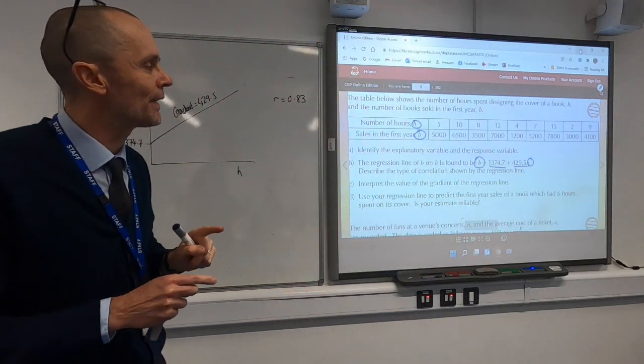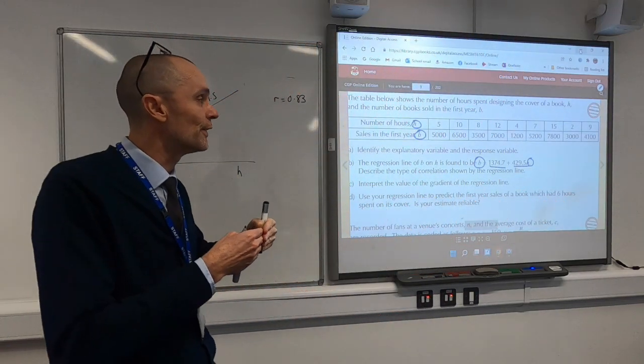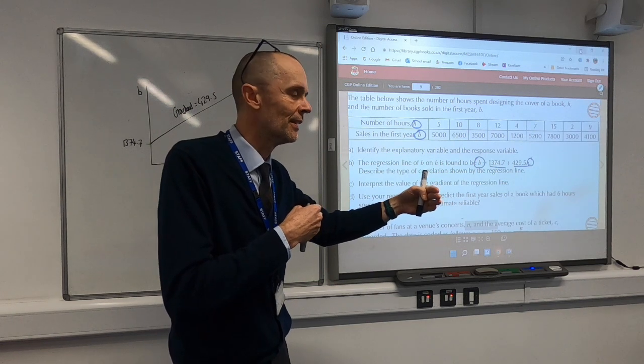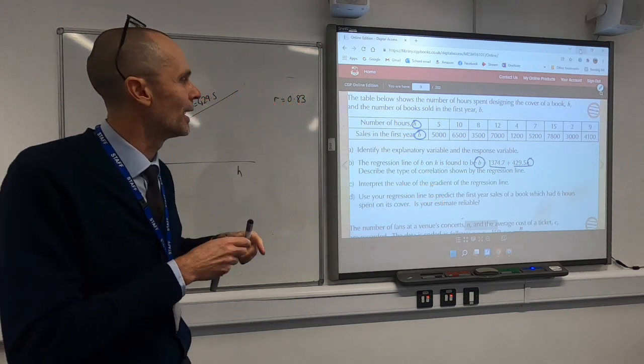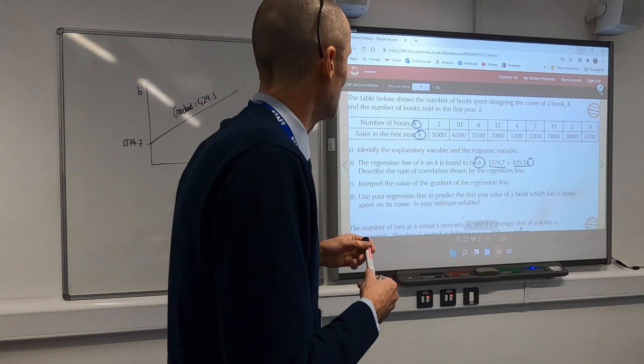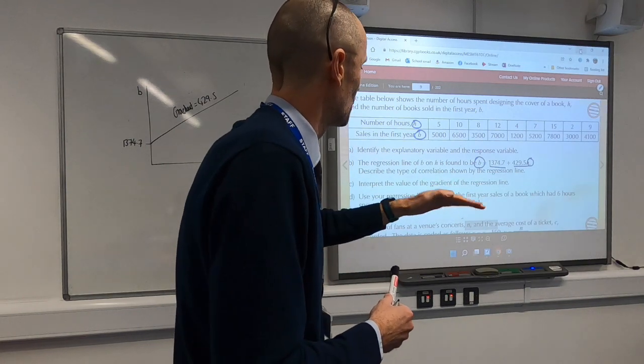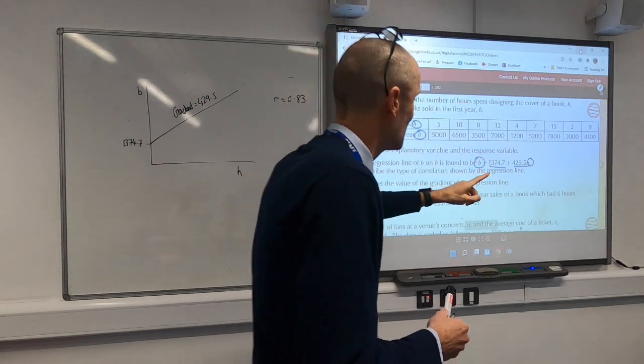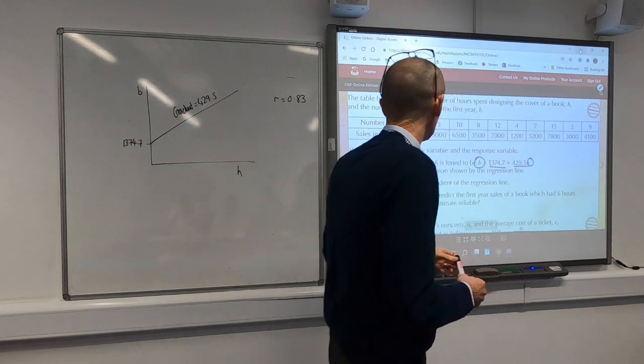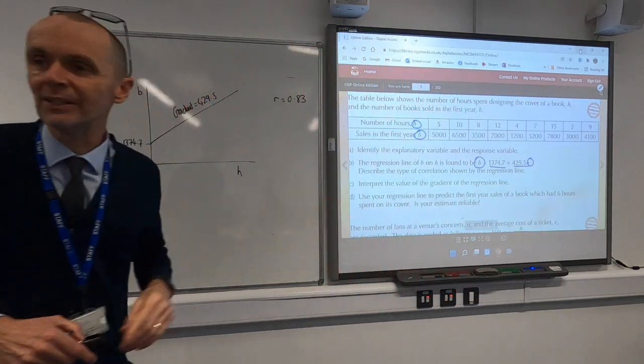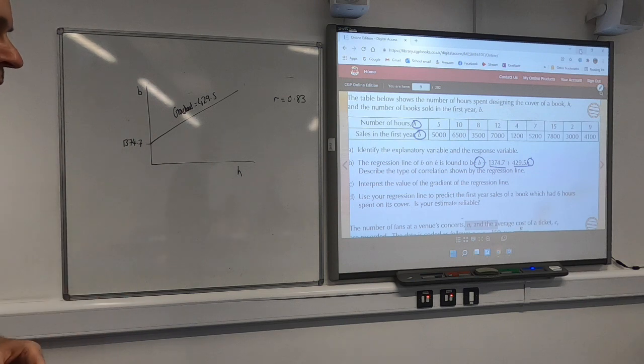Yeah, I think perhaps more important than that, it's the effect of increasing the number of hours on sales, isn't it? So if you spend more hours, your sales are going to go up. So this is the expected increase in sales for every hour you spend designing the colour. Slightly odd example, but there we go.